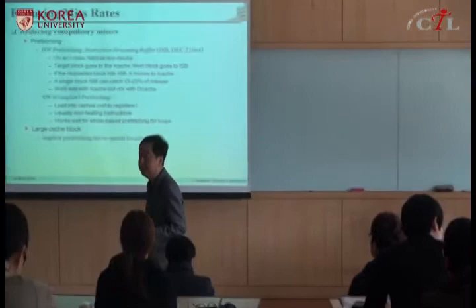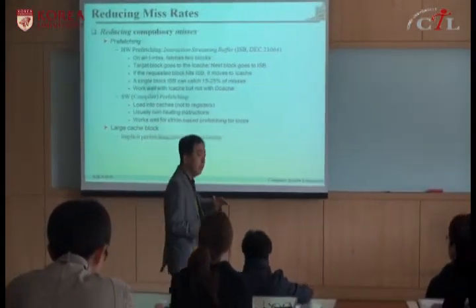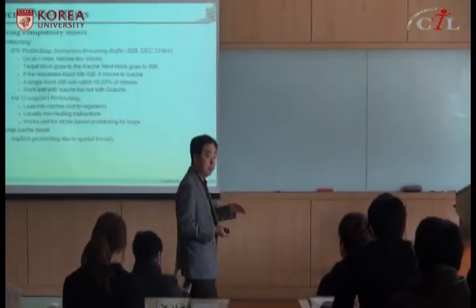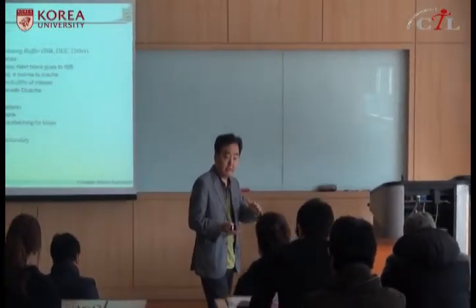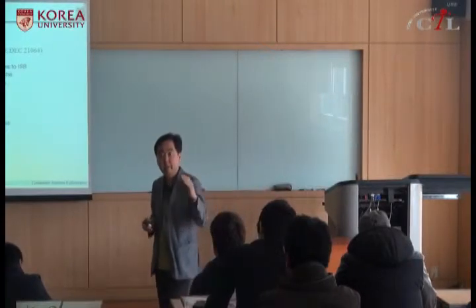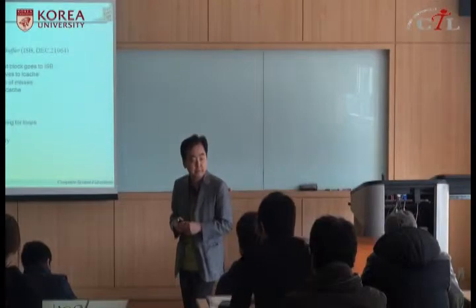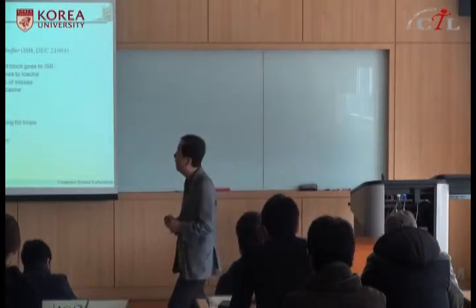So to reduce average memory access time, you have to reduce hit time, you have to reduce miss rate, you have to reduce miss penalty. Then all three components will be reduced, then you can decrease your average memory access time, and then you can improve the system performance. Okay?